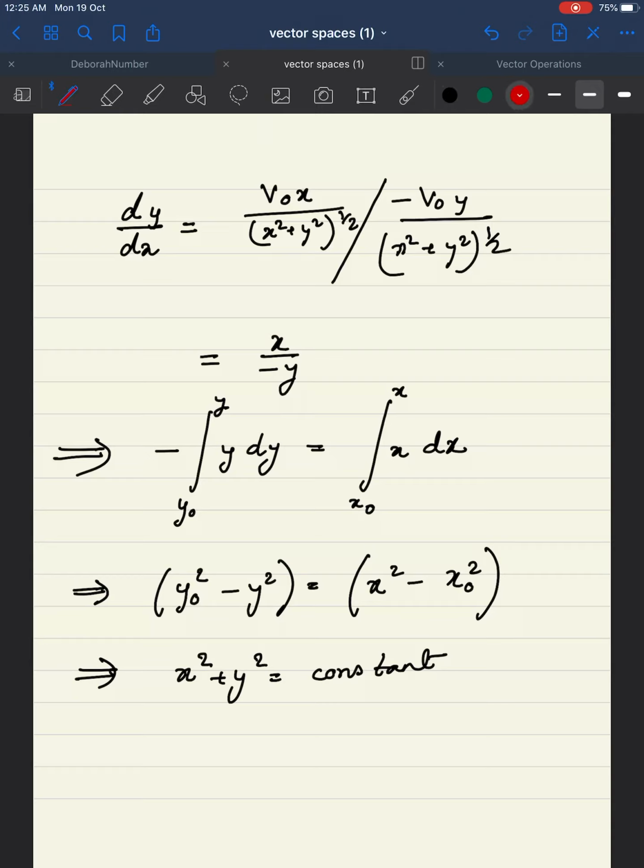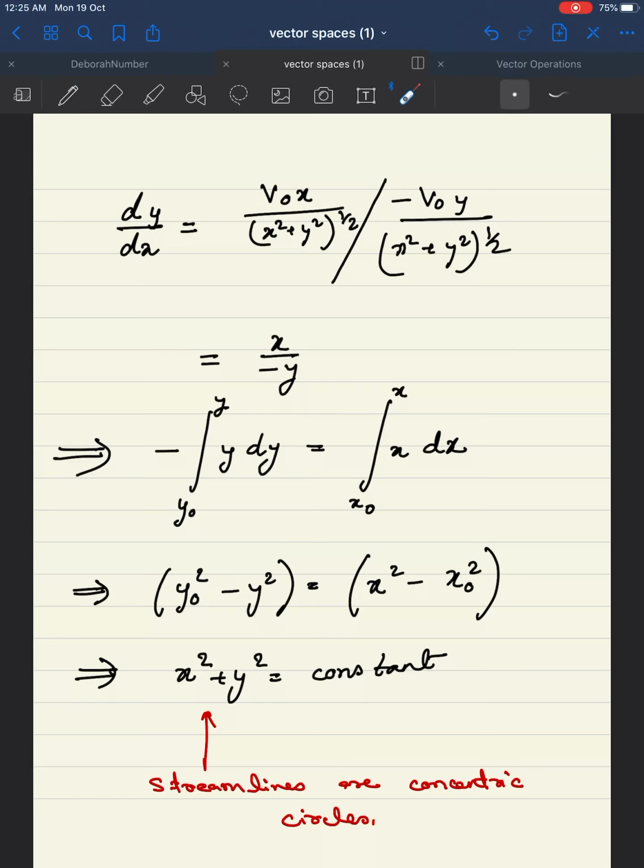So I hope you can immediately recognize the streamlines are circles. Streamlines are concentric circles in this case.